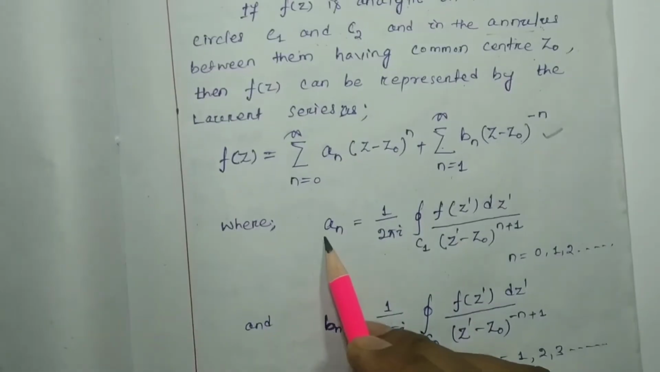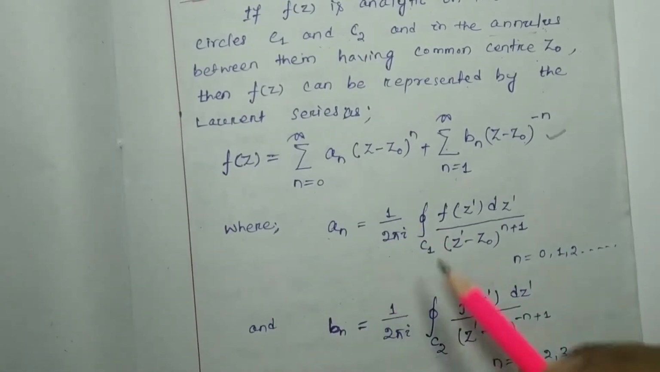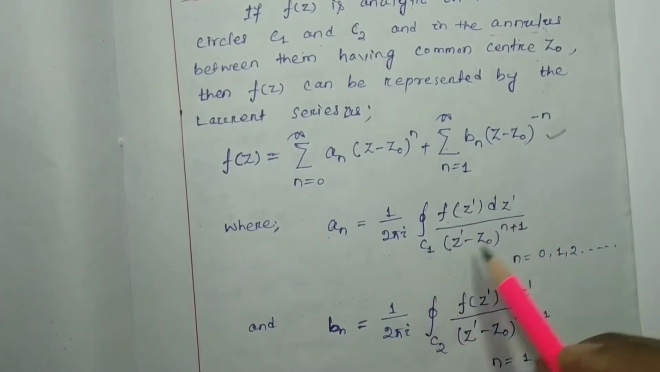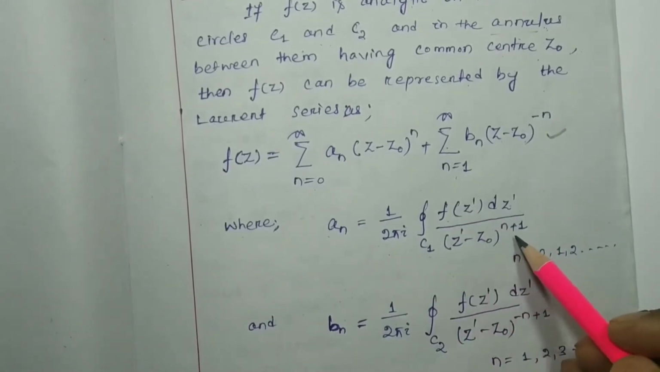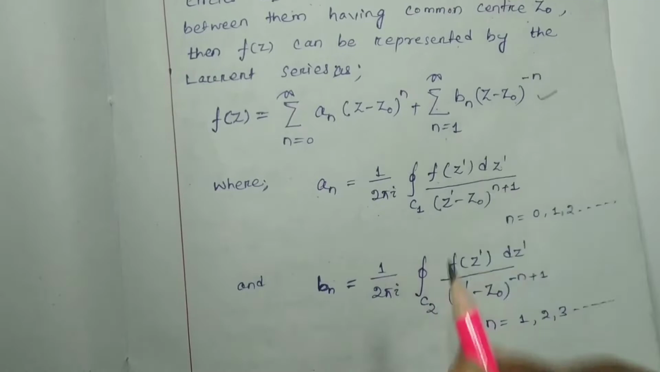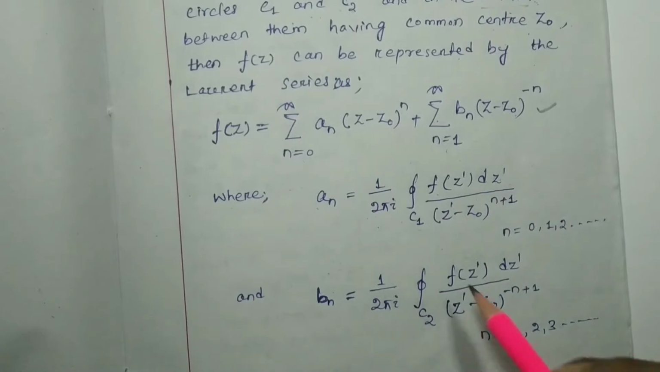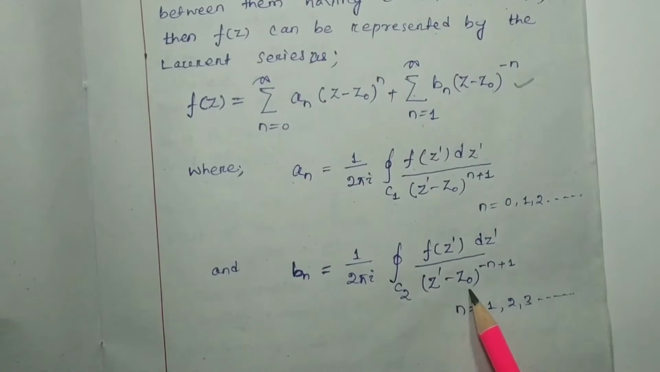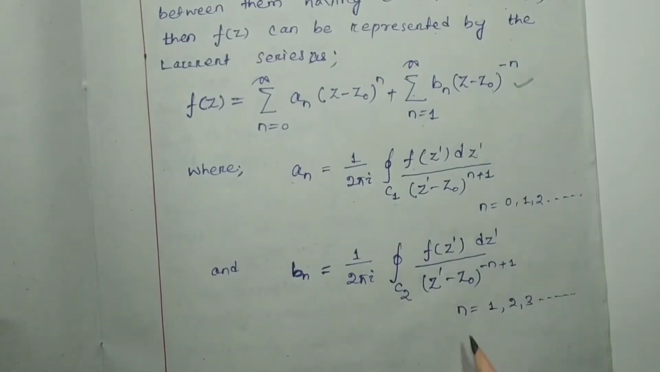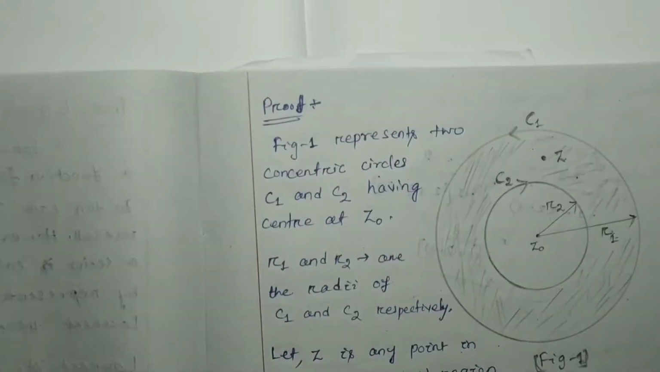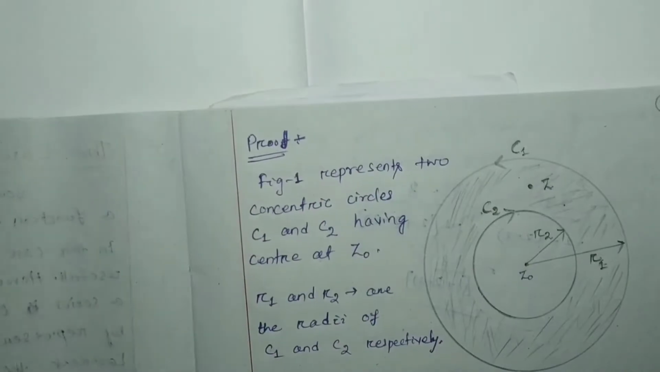Here a_n is nothing but 1 by 2 pi i closed integration over C1 of f(z') dz' by (z' minus z0) to the power n plus 1, where n equal to 0, 1, 2, 3 and so on. And the coefficient b_n will be equal to 1 by 2 pi i closed integration over C2 of f(z') dz' by (z' minus z0) to the power minus n plus 1, where n equal to 1, 2, 3 and so on. So the proof starts here. Carefully you have to watch.